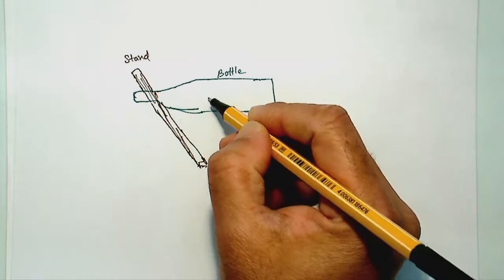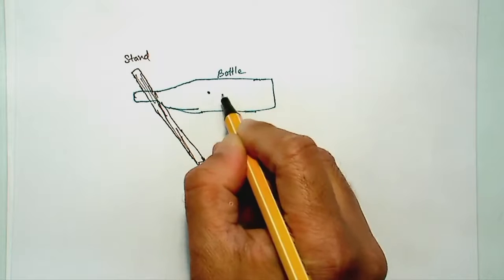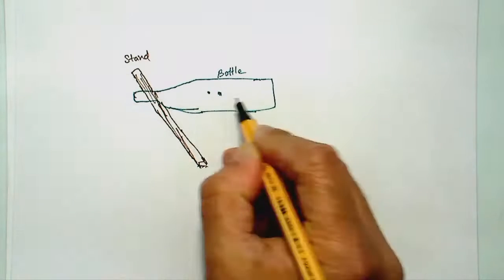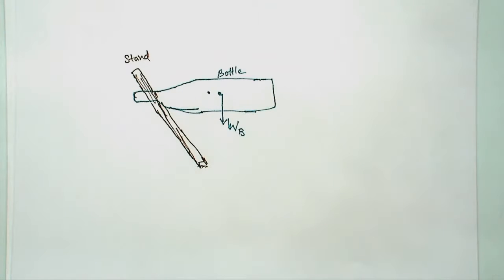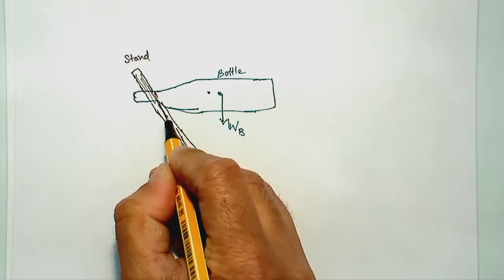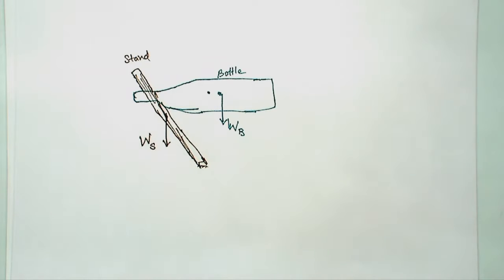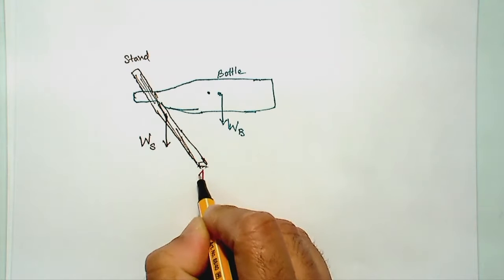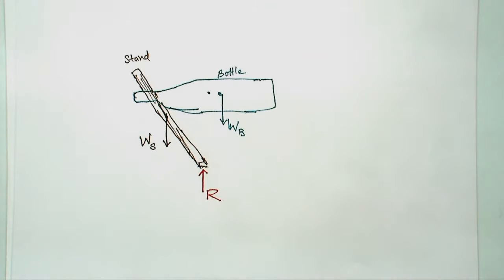So probably for the bottle, we can assume the center of gravity is about the middle of the thick part, somewhere there, maybe, or maybe slightly on this other side by looking at it. So this could be the weight of the bottle. For the stand, again, nearly half of the length here, so that would be the weight of the stand. These two weights need to be balanced by the ground reaction force. So that's the first set of the free body diagram that we can think about for this whole bottle and stand system. Any other forces that we may be missing?